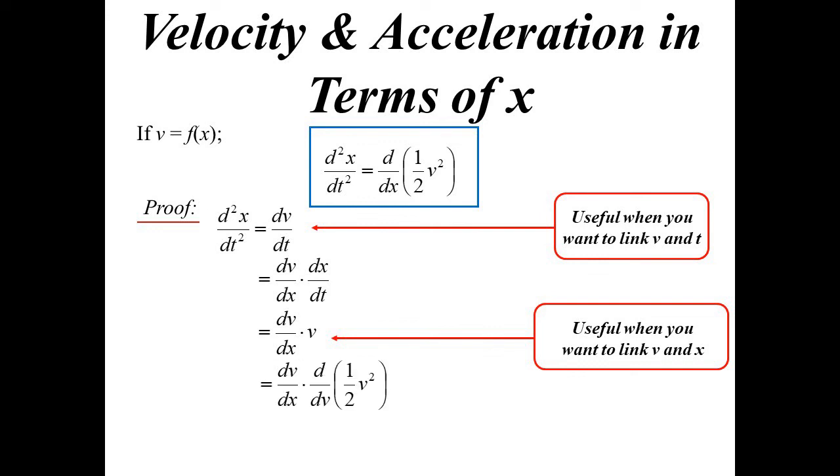Okay, I'm going to rewrite v as d/dv of a half v squared. So if you differentiate a half v squared with respect to v, you get v. But that now allows me to cancel the dv's, and there's the d/dx of a half v squared. Also used when you want to link v and x. The difference is, I'll use d/dx of a half v squared when I'm coming up with an indefinite integral, and I'll use v dv/dx when I'm using a definite integral. And as you know, I prefer to use definite integrals, and that's why I always end up using v dv/dx.